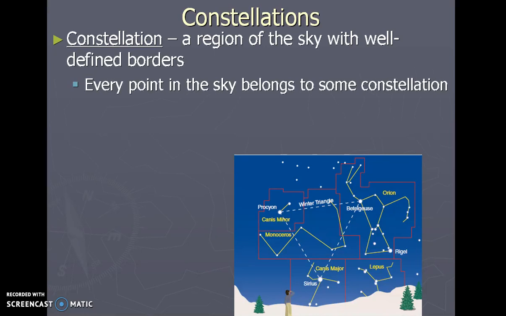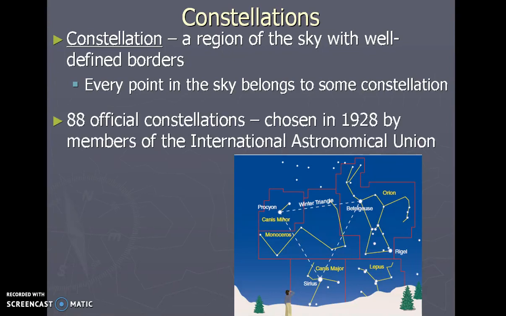So we usually think of a constellation as a pattern in the sky that the ancients made a name for and made up stories about, but for astronomers it has a more precise definition. It's a region of the sky with well-defined borders, and every point in the sky belongs in some constellation. So for example, in this region here is the constellation of Orion, and the star Betelgeuse is within that region of the sky. There are 88 official constellations, and they were chosen in 1928 by members of the International Astronomical Union.